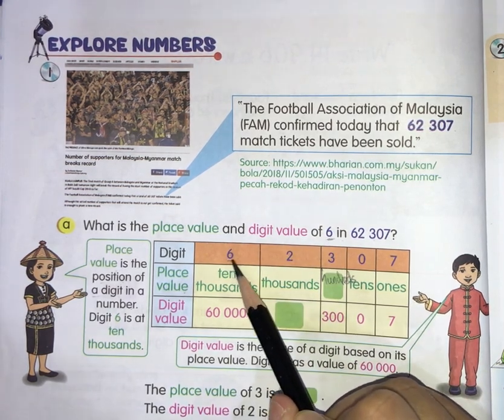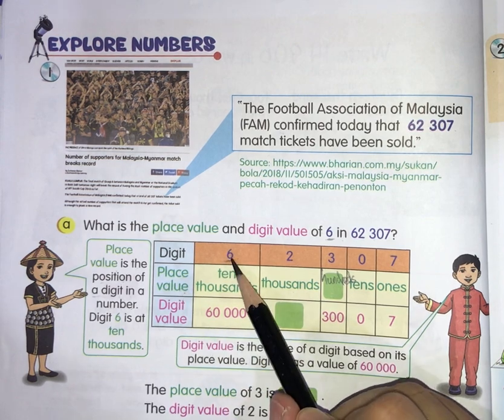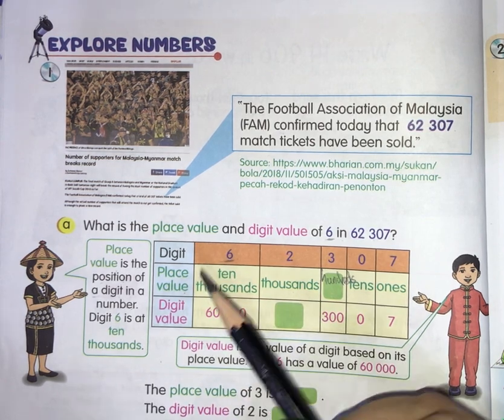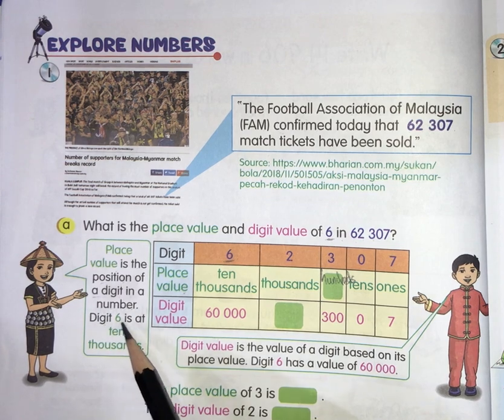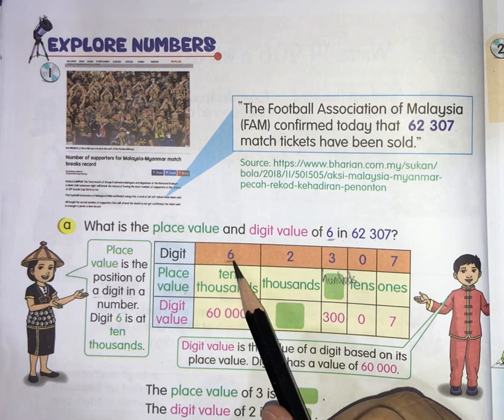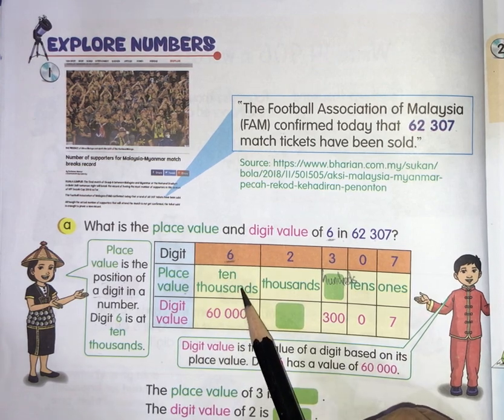Now you look at 6. What is the place value for 6? Here you see digit 6 is at 10,000. Yes, 6 is at 10,000.